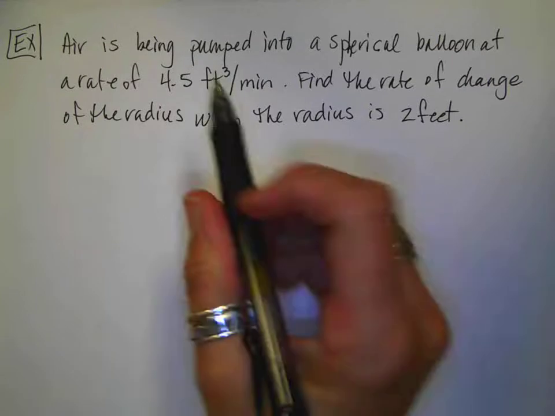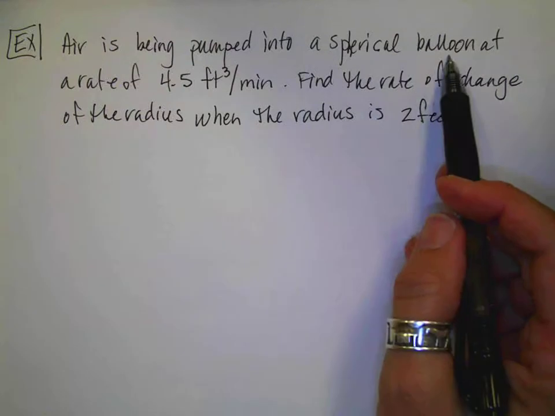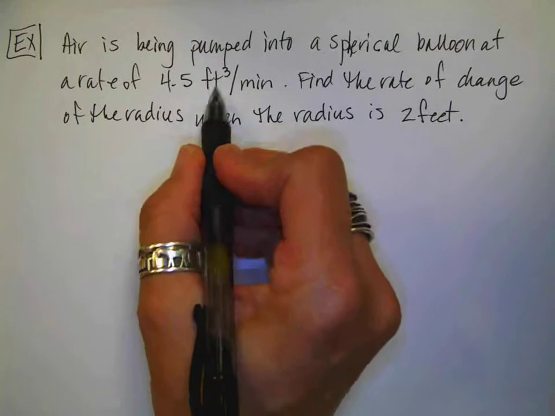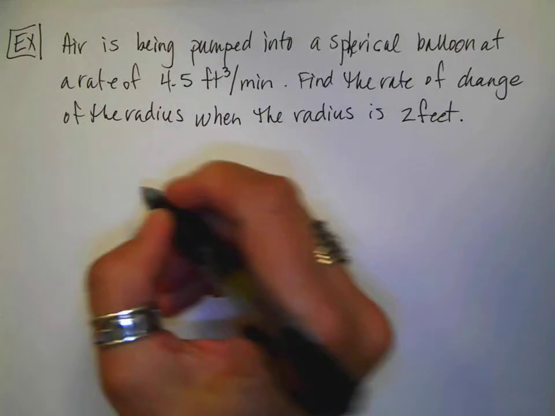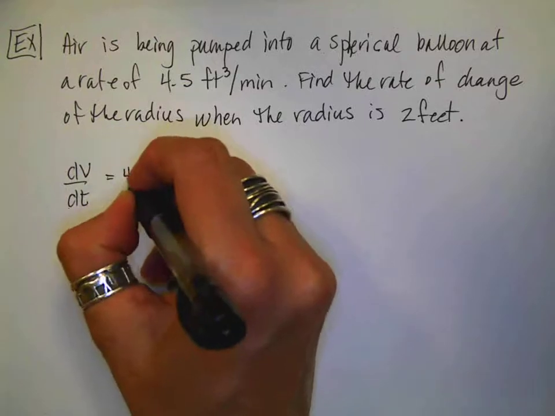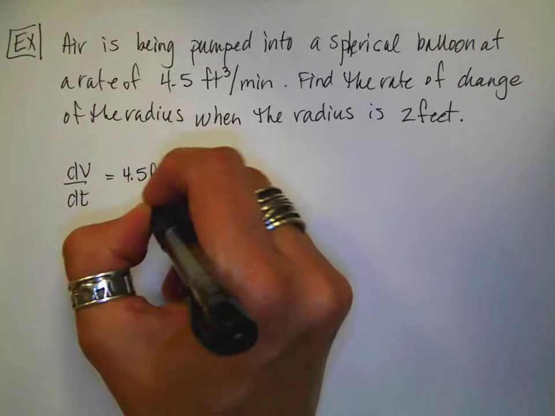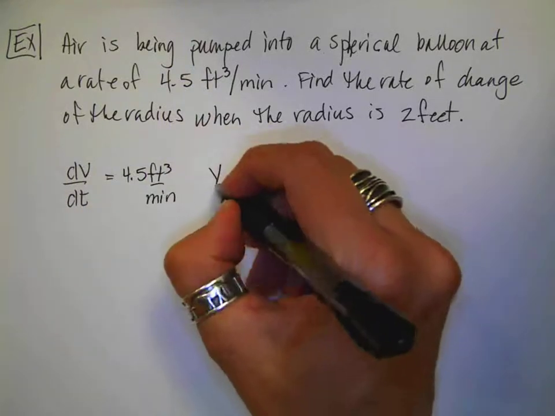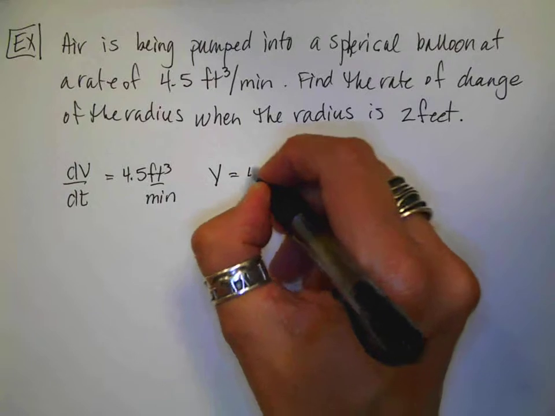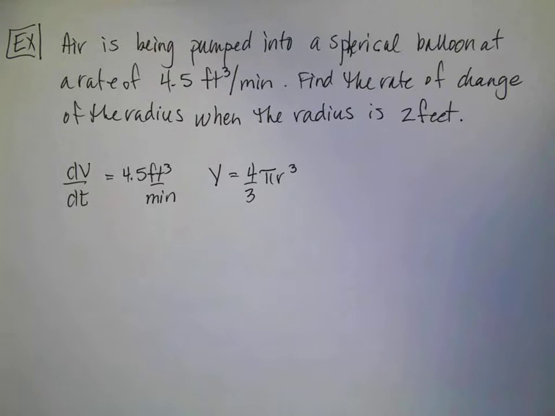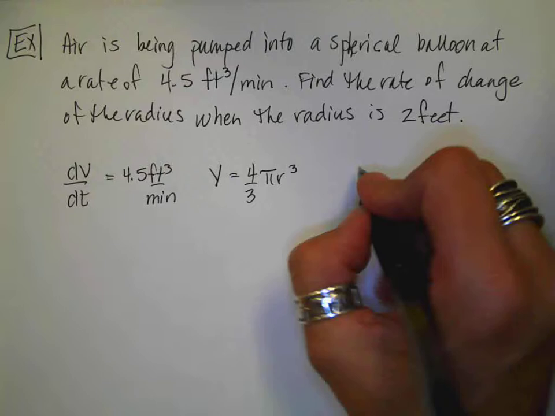All right, so if I practice what I preach, the first thing I'm going to do is write down everything that I know. First, it tells me that air is being pumped into a spherical balloon, and they give me a rate. The rate that they give me talks about how the volume of the balloon is changing, so I know that dV/dt is going to be 4.5, and always write your units down because it will help you later. If the volume is changing, then I write down an equation for the volume of a sphere, 4/3 pi r cubed, because volume is always a cubic thing.